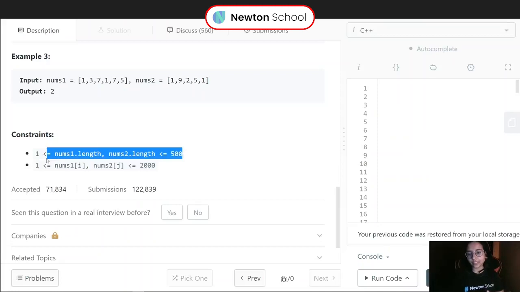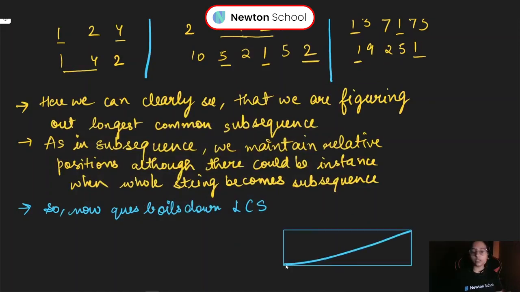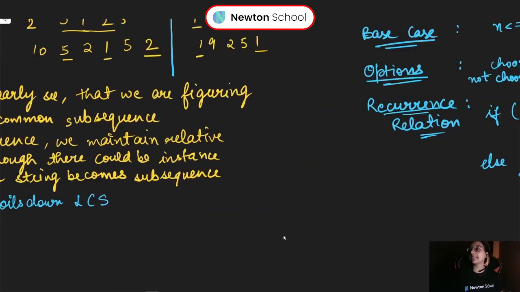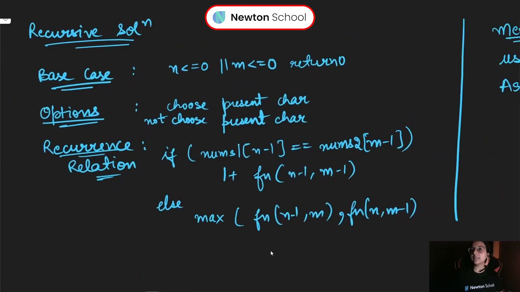So as we had already figured out that this question is about LCS, what we will do now is first figure out the recurrence relation for it, then how to memoize it, and then bottom up DP. So let us go ahead with that, then after that I'll show you the code walkthrough. Okay, so yeah, let's go.